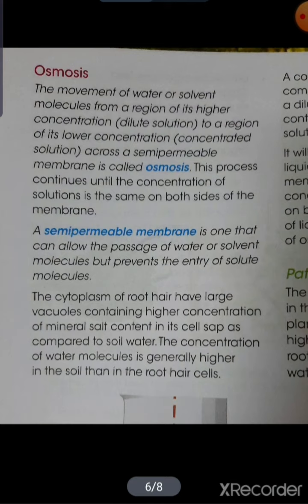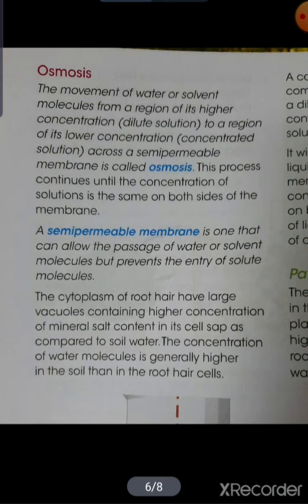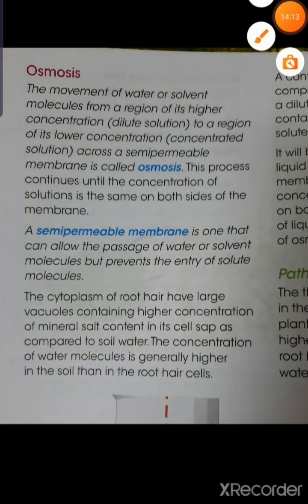Now the cytoplasm of the root hair cells is very large. They have very large vacuoles. They contain a higher concentration of mineral salt inside the cell sap as compared to the soil water. So we are not talking about solutes now, we are talking about the solvent, that means the water part. Now, how through the process of osmosis will the water come inside the root hair cells?